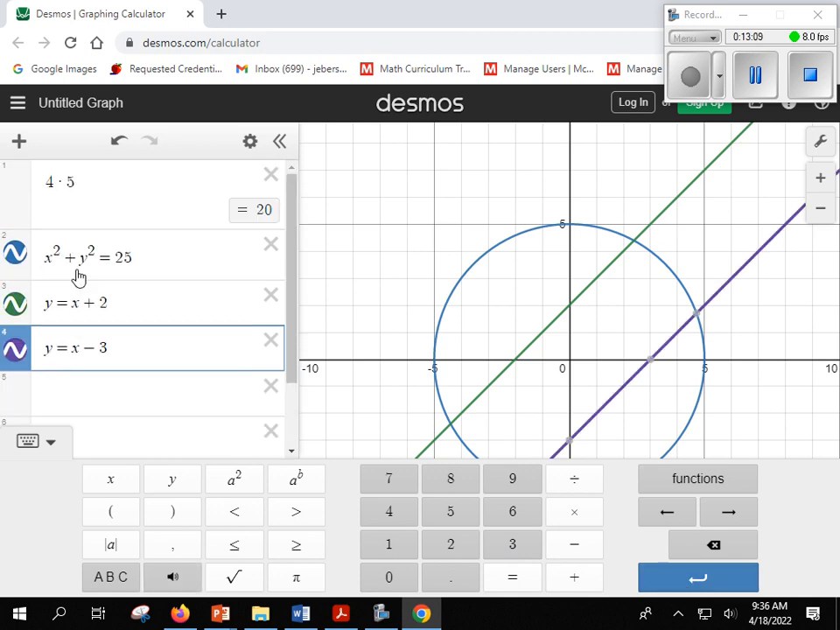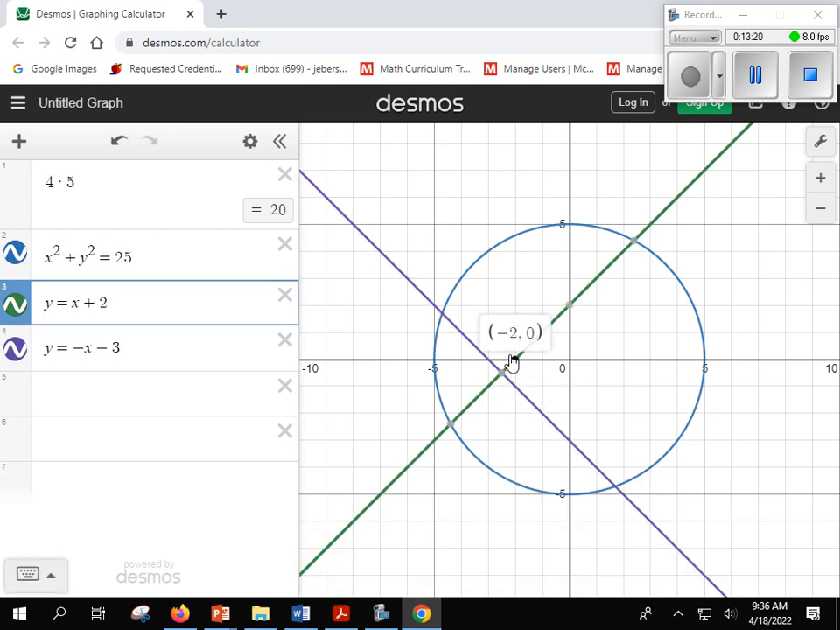Can I get back in there? So y equals negative x minus 3. And then they even show you right here where the two lines intersect. So it does all that stuff for you. Again, I'm not sure what they disable on the test. I'm not sure which parts they disable.